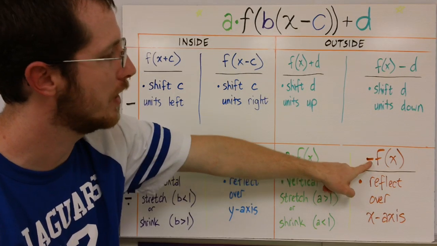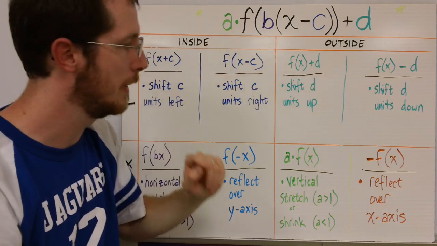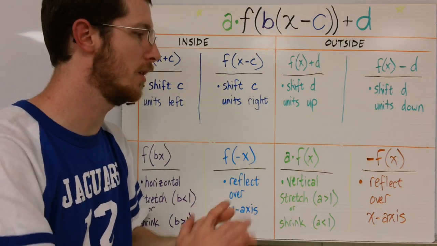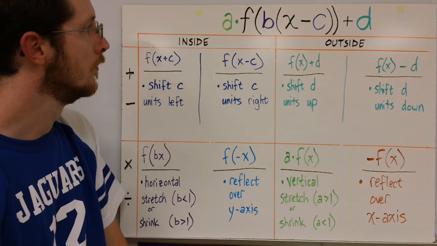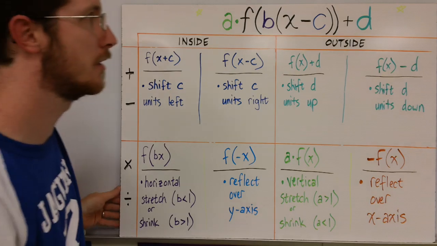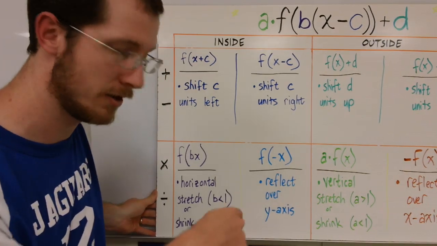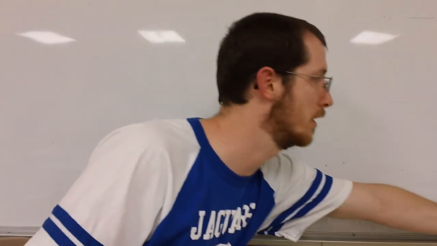And if we have a negative in front of our a value or in front of our function, then that's going to reflect our whole function over the x-axis. Okay, good to know this stuff. We're going to be doing this to each one of our functions, not just quadratics, but this works for all of our basic functions.